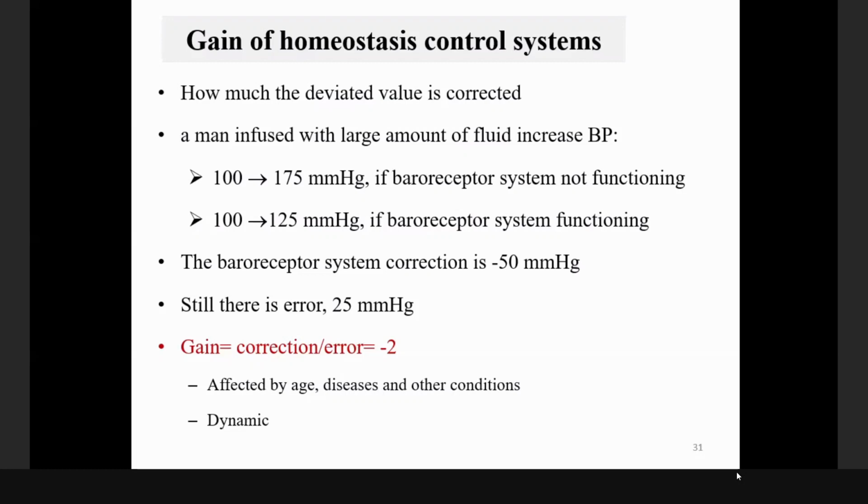One is age, the disease, and the lifestyle, the way we are living, or the diet we are consuming, and so on, can be taken as some of the factors that affect the gain of homeostasis. So you should know that our gain of homeostasis is not static, rather it is dynamic. It can be affected by so many factors.